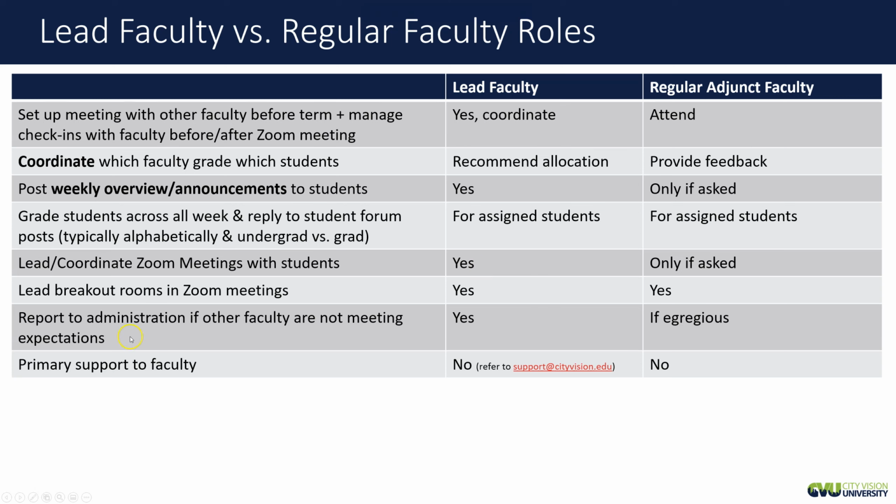Report to administration if faculty are not meeting expectations. As a lead faculty, you should be monitoring what your other faculty are doing as much as possible. We have other people who do that, but you're making sure the overall quality of your course is good, whereas regular adjunct faculty really only let us know about the lead faculty if it's something egregious, because we've had that happen where the lead faculty is not fulfilling their requirement. Do you serve as primary support to faculty? Neither side does. Support at cityvision.edu does. So that is the lead faculty role.